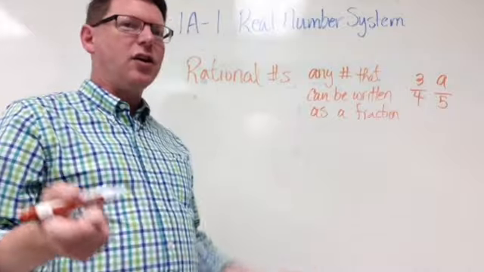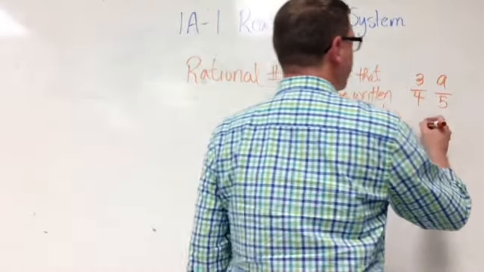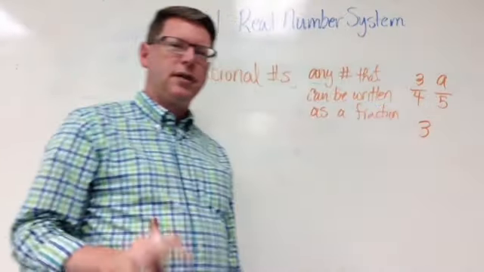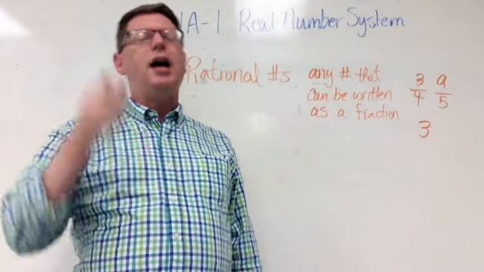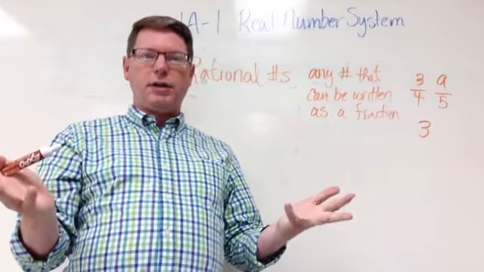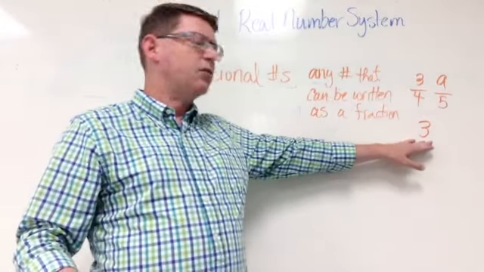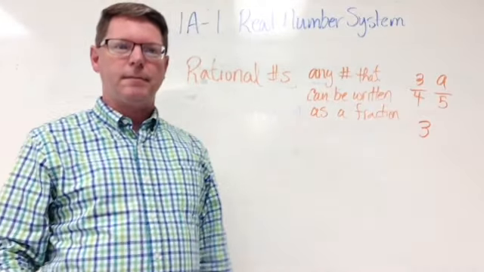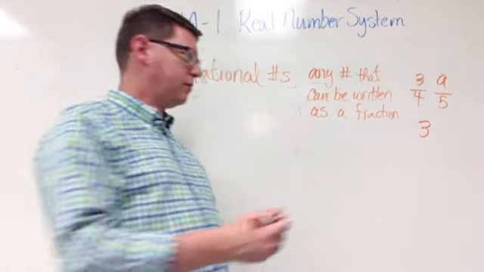Okay? But I could also put the number 3. Can I write the number 3 as a fraction? Of course, you remember that you put 3 over 1, it becomes a fraction, that's still equal to 3. So 3 over 1 is a rational number because I can write it as a fraction. Okay? So what about this one?